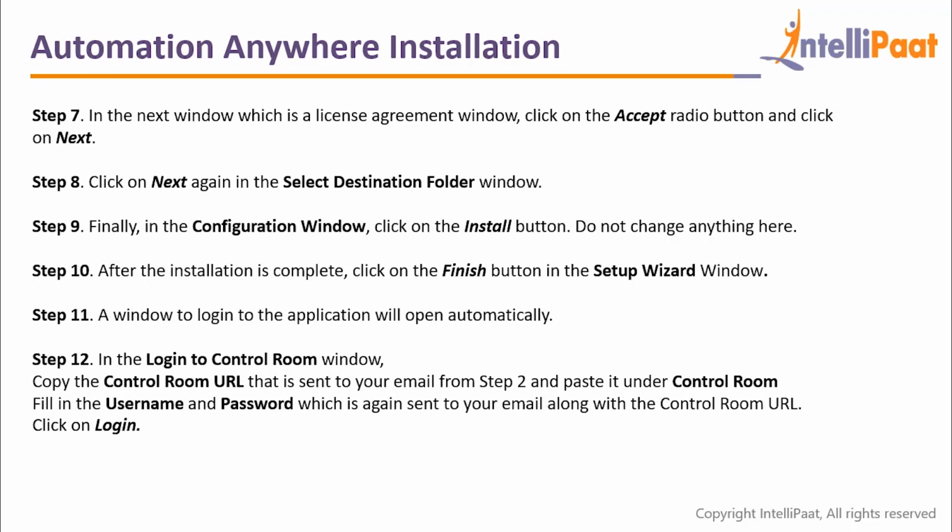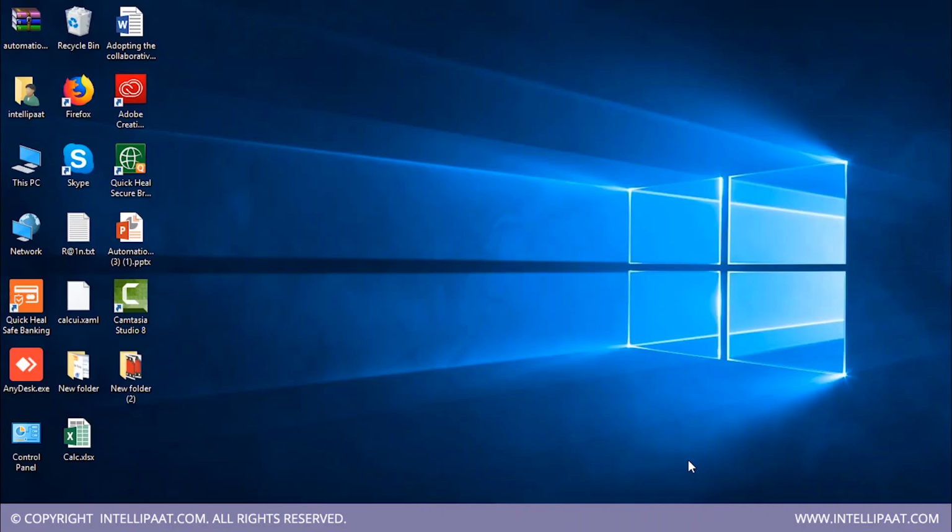A window to log into the application will automatically open. Now in the login to control room window, copy the control room URL which has been sent to our email that we saw in step 2 and paste it in the control room blank there. Fill in the username and the password, all the required credentials, which again are from the email itself, and click on login.